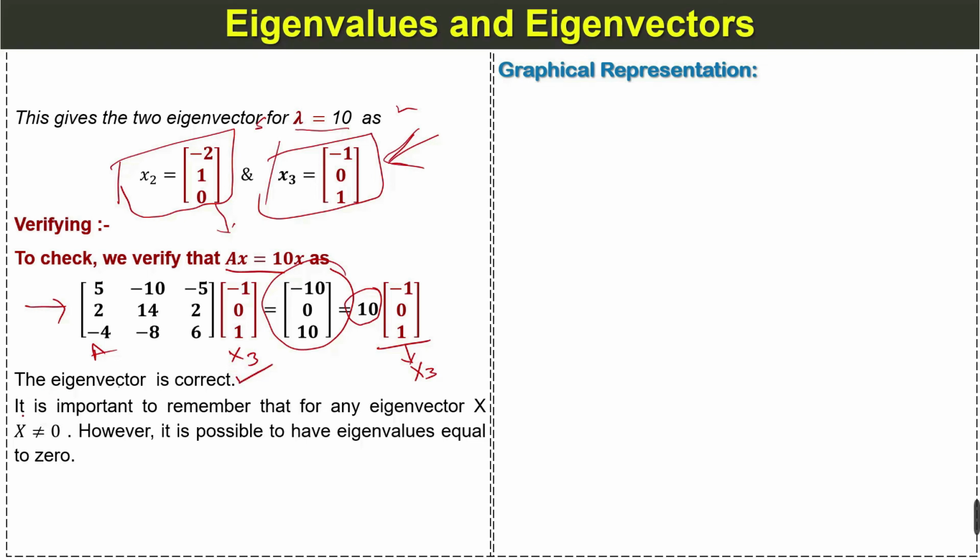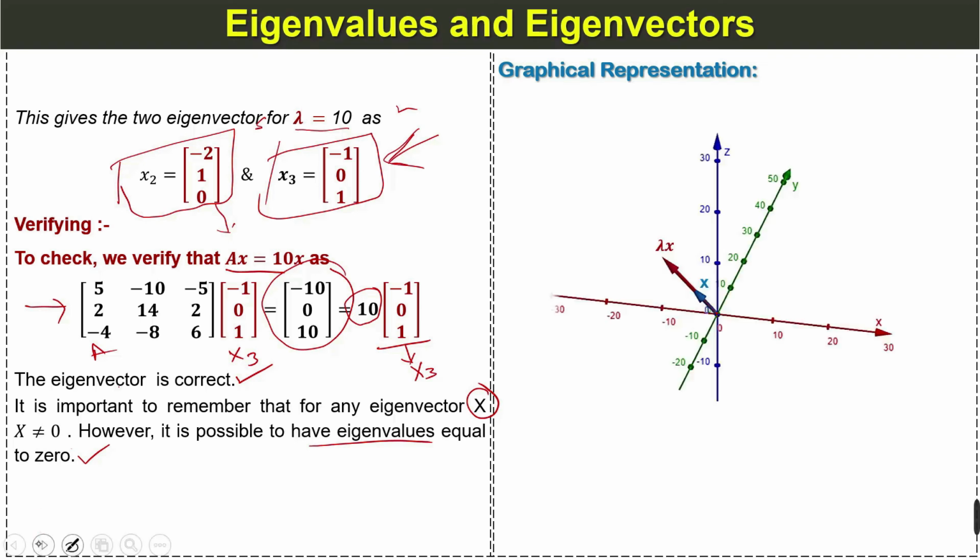Here it is important to remember that for any eigenvector, x is not equal to 0. However, it is possible to have eigenvalues equal to 0. So we will also solve an example when the eigenvalue is 0. Now we have the graphical representation of this eigenvector. This is our eigenvector x, that is minus 1, 0 and 1.